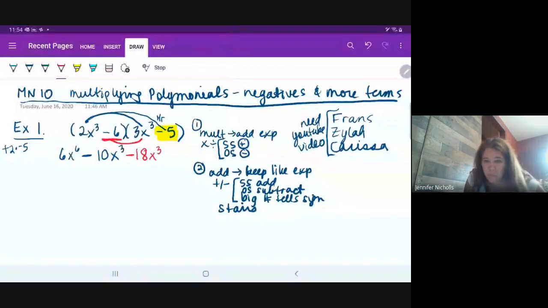I agree. Now the last one, what's interesting, I'm going to write it to the side, is it's negative 6 times negative 5.